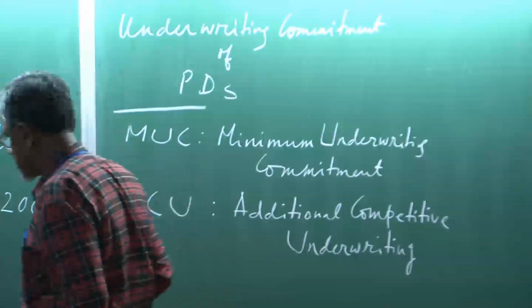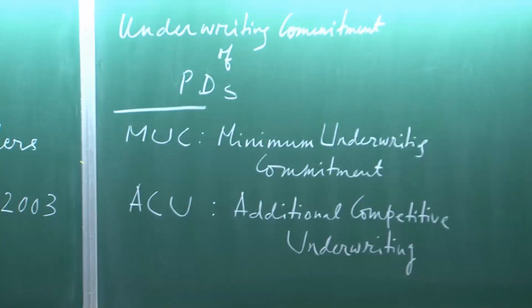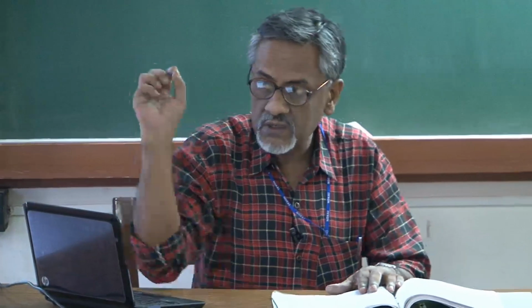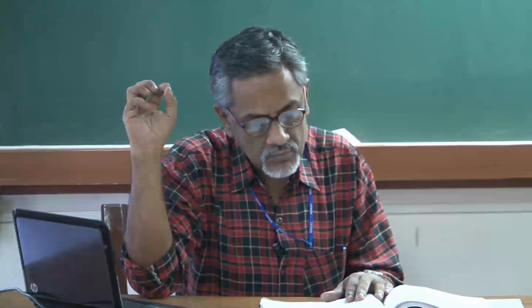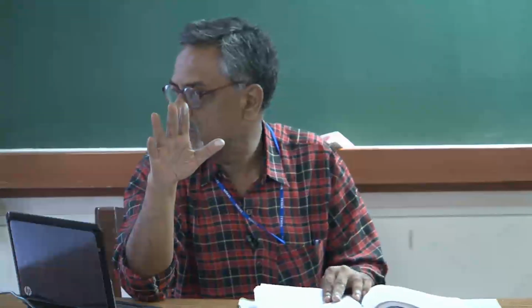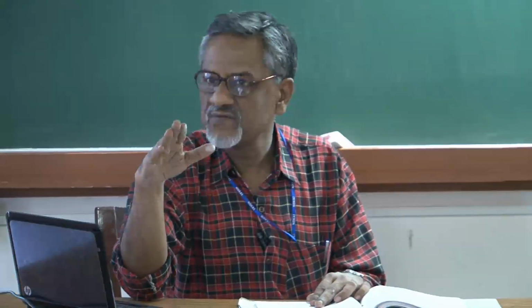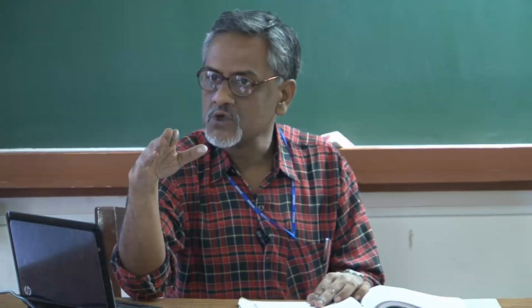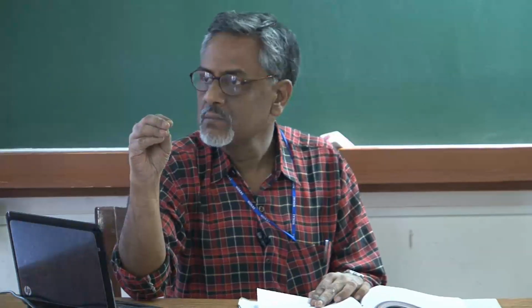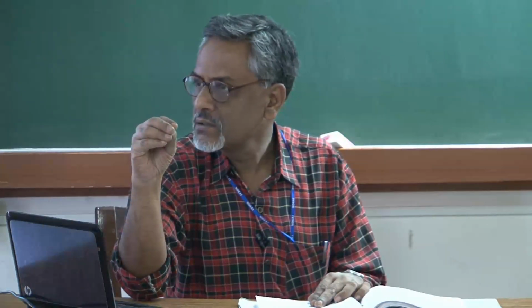Additional competitive underwriting. Now, this arithmetic that I will show you, I feel a little uncomfortable, but let me tell you still what I have in my notes. MUC of each PD, each primary dealer. Around that time, with 17 PDs, it would ensure that at least 50% of each issue is covered by the aggregate amount of MUC of PDs. At least 50% is covered. So it's a commitment. PDs will have to buy or sell.